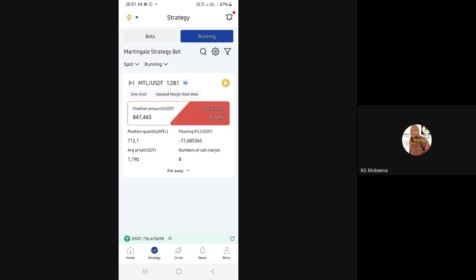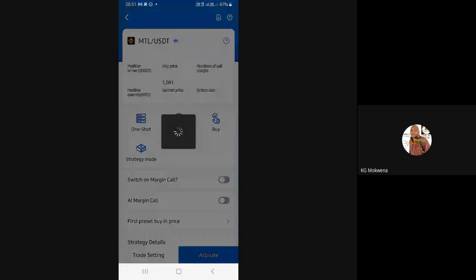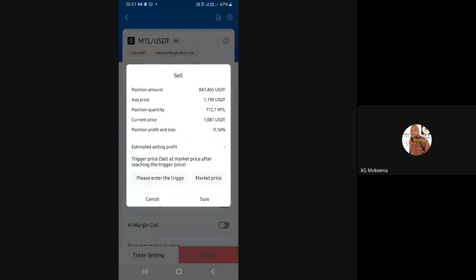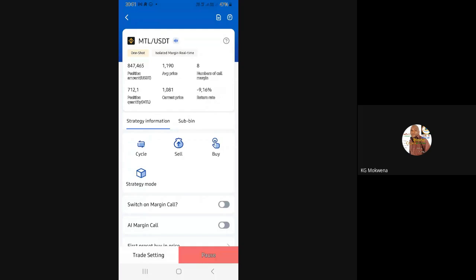Position amount. Yeah. Now click on MTL here so that we go to where we will see more functions. You click on the position. Yes. Now we want to come to the transaction page. No, please. We are clicking on sell cancel. We're not selling anything at the moment.